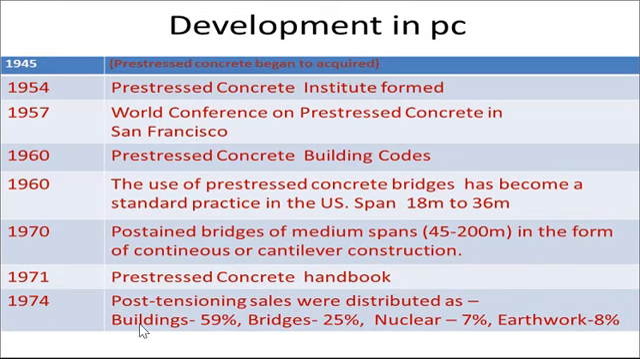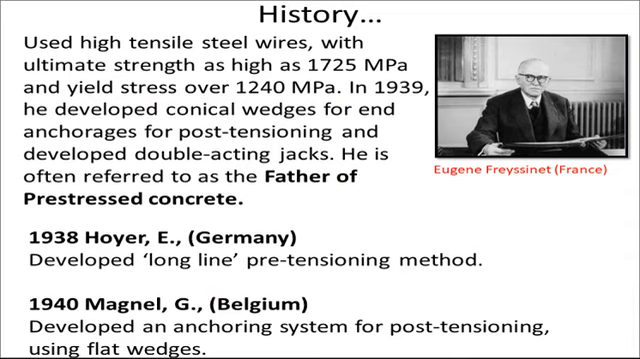In 1974, post-tensioning uses were distributed as building 59%, bridges 25%, nuclear 7%, and earthwork 8%. This is the development in prestressing. Now, if you see the history, in 1938 Freyssinet, Germany developed the long line prestressing method, and in 1940 Magnel from Belgium developed an anchoring system for post-tensioning. This is related to pre-tensioning and this is related to post-tensioning using flat wedges.